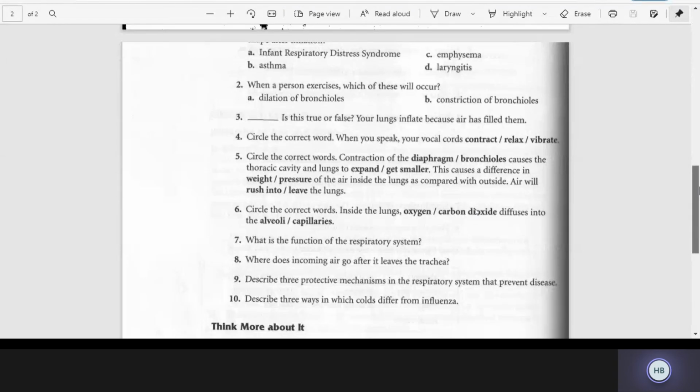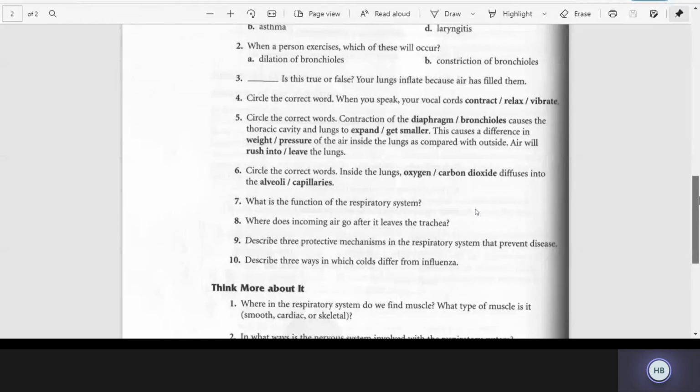Now next, can you answer question number 2 here? When a person exercises, which of these will occur? A. Dilation of bronchioles, or B. Constriction of bronchioles. Okay, so let's see. How can you answer this one?